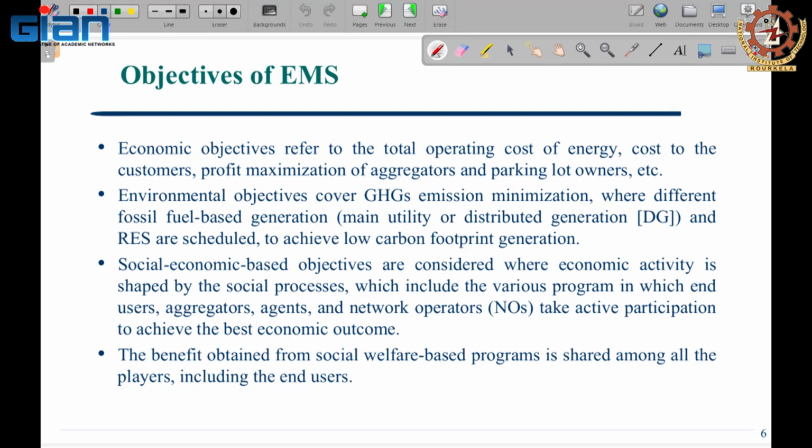Socio-economic objectives are considered, where economic activity is shaped by social process, which includes various programs in which end users, aggregators, agents, network operators take active participation to achieve the best economic outcome. For example, I mentioned this social aspect. Any technology is there, okay. So how the society is maintaining.